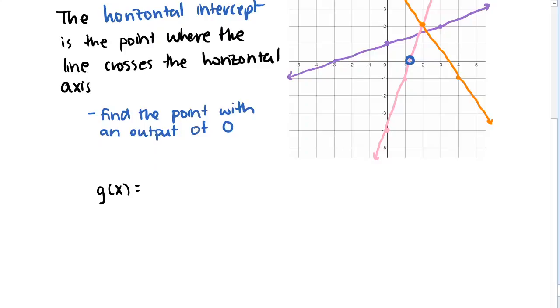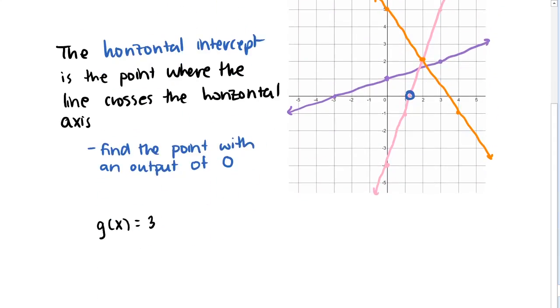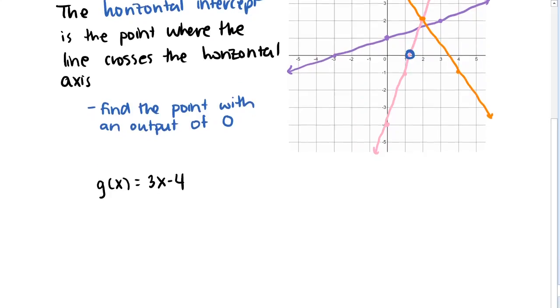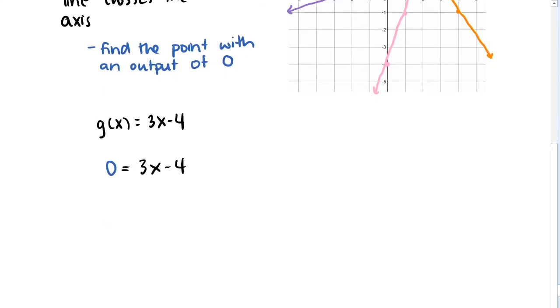What is this equal to? It's 3x minus 4. If we wanted to find the horizontal intercept of this function, well, what we do is we let our output be 0 and determine the corresponding input. So adding 4 to both sides, we get 4 is equal to 3x. Dividing both sides by 3, we get 4/3 is equal to x.